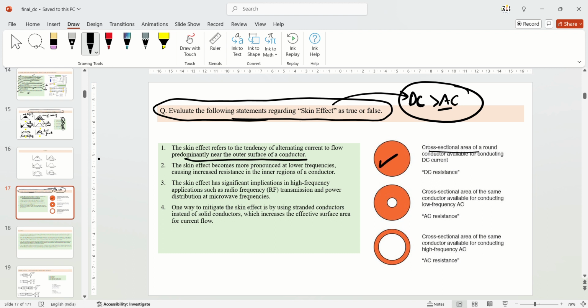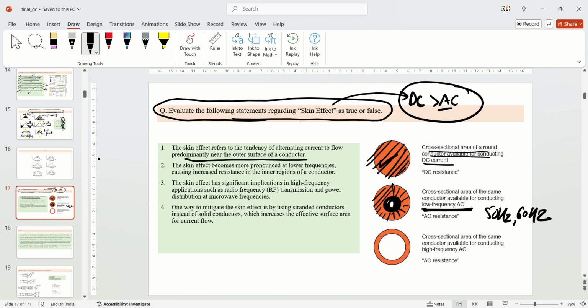When the cross-sectional area of a round conductor is available for conducting the DC current, you can see that the current is flowing uniformly over all sides of the conductor. If you can see, not on the surface, not on the center region, the current flows throughout. If you can see the lower frequency AC system, low frequency like 50 hertz, 60 hertz, in this system, the central part has no current flowing. Current is flowing on the outer surfaces. Okay.